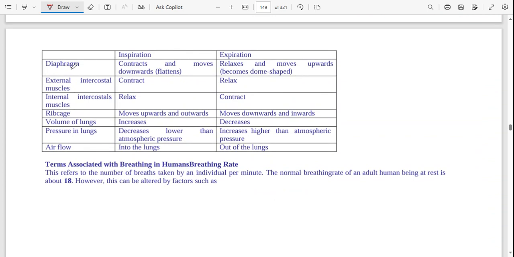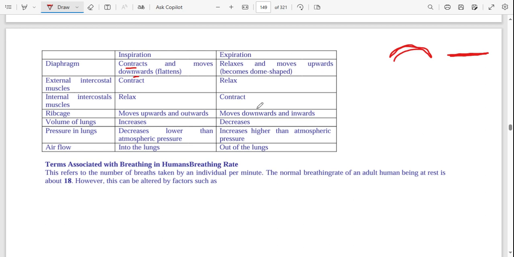Starting with the diaphragm, when you are breathing in, try to breathe in. You can see that your chest is expanding. The diaphragm is contracting during breathing in, and then it moves downwards. In other words, it becomes straight, because normally it is a bit caved like this. But when you breathe in, that's why the chest is becoming big, because the diaphragm is becoming more straight. And then what happens to the external intercostal muscles?